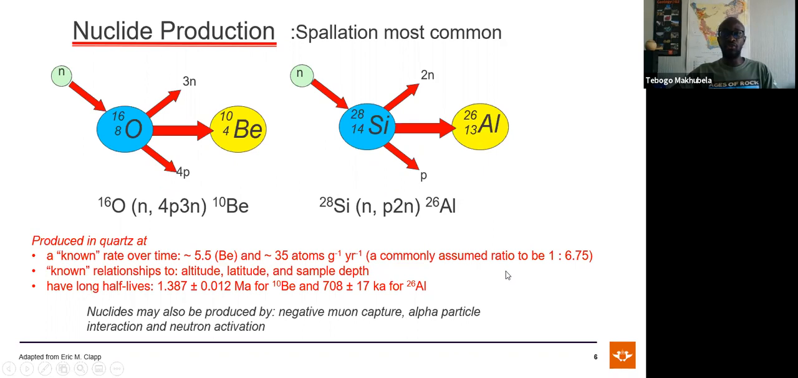And this gives us a ratio of about 1 to 6.75, which is commonly assumed. And the production of these isotopes has known relationships to the altitude, the latitude of where you are on Earth, as well as the depth at which you are sampling. And because of the half-lives of 1.39 million years for beryllium-10 and 700,000 years for aluminium-26, we are able to do burial dating up to about 5.3 million years. So all the way to about the Pliocene.